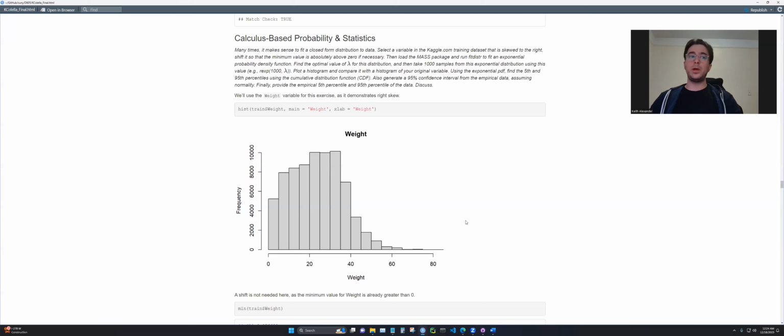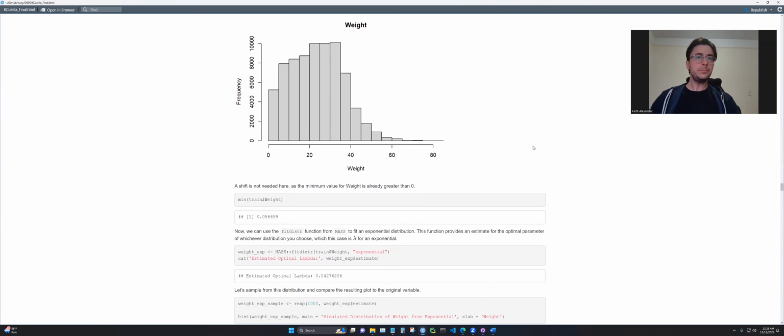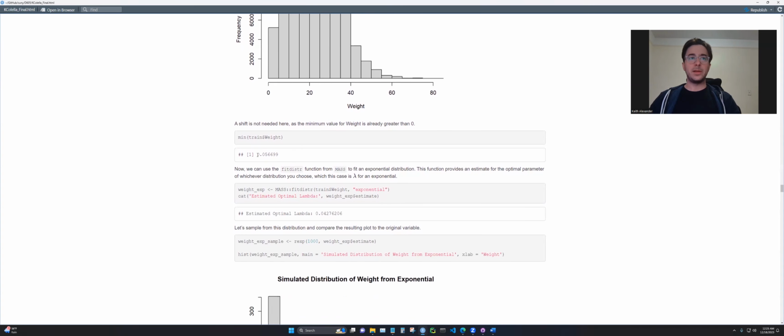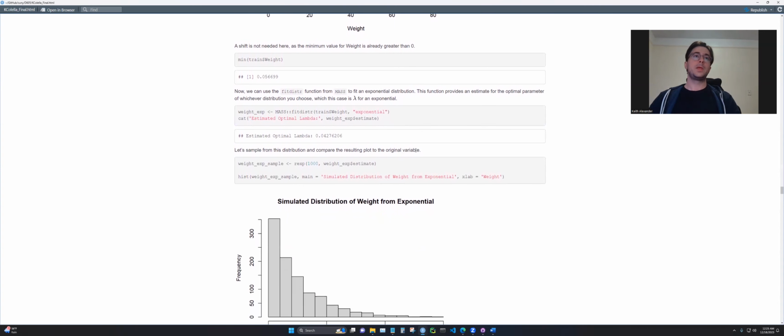Moving on to the next section, we are examining one of the variables within this CRAB data set using a parametric representation. I've chosen the weight distribution, which exhibits some right skew, and we're going to try and represent this with a parametric exponential distribution. Because the minimum value of this variable is above 0, we don't need to perform any kind of shift. We can go right into using the fitdistr function in the MASS package to find the optimal lambda, which comes out to be roughly 0.04.